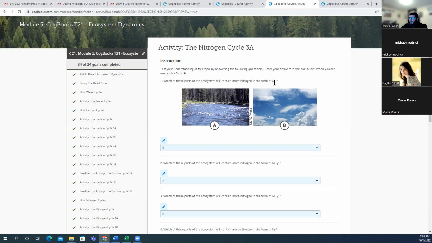So where do you think we're going to find a gas more frequently then? In water or in the air? In the air, exactly. So knowing that chemical background would help us to know where to find it. So then let's just go through all of these and walk it through. So which of these parts of the ecosystem will contain more nitrogen in the form of NO3? So what do we think of when we think of NO3?